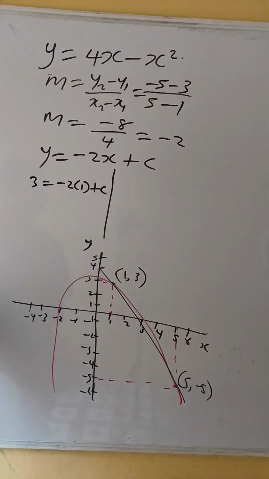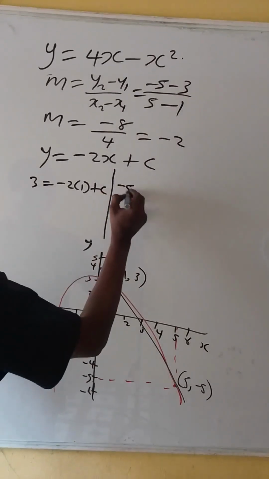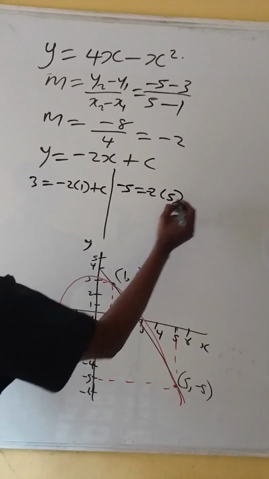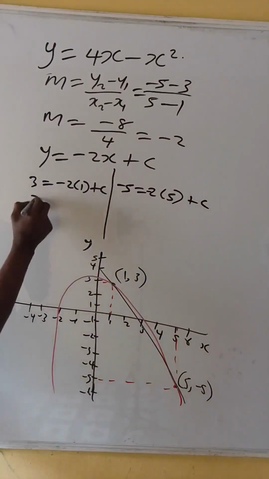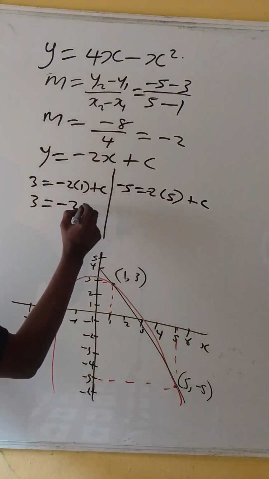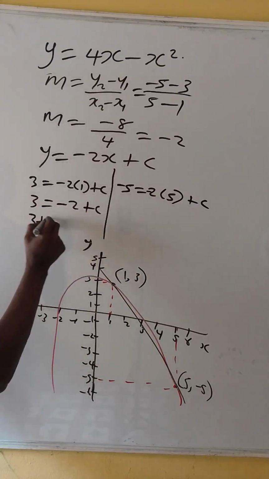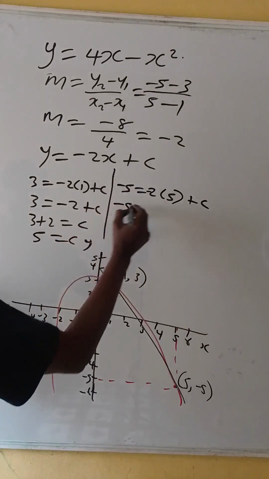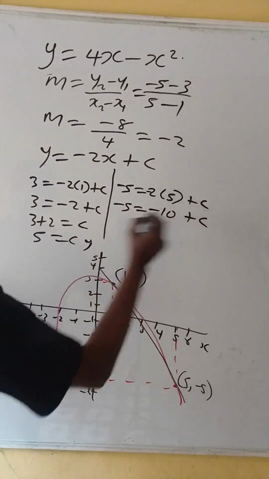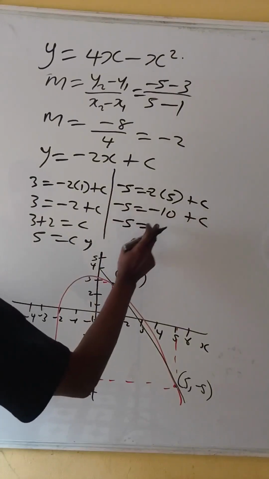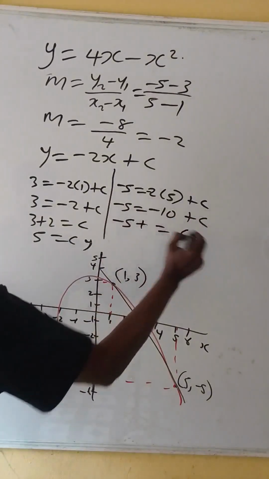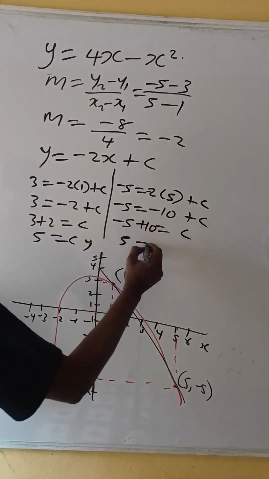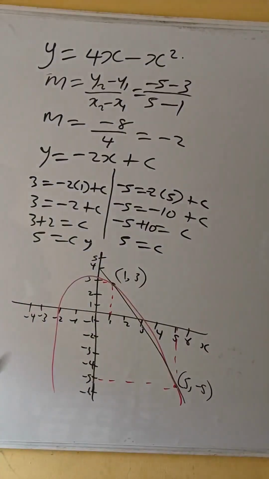This one, when x is 5 and y is minus 5: minus 5 equals minus 2 bracket 5 plus c. This is 3 equals minus 2 plus c, 3 plus 2 equals c, 5 equals c. Here, minus 5 equals minus 10 plus c, minus 5 plus 10 equals c, so 5 equals c. So what is the equation of this line?